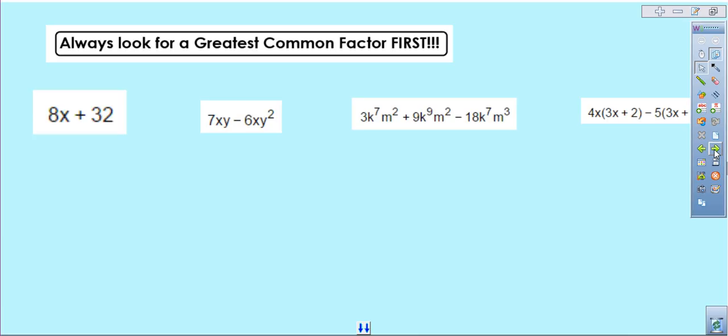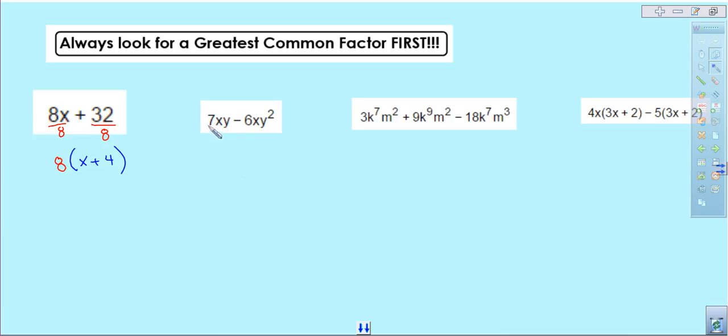We take a look at the first binomial, and if we look at the 8 and the 32, we can see that we can take an 8 out of this one and an 8 out of that one. So when this is factored, this becomes 8. What's left is x plus 4. So that's greatest common factor.